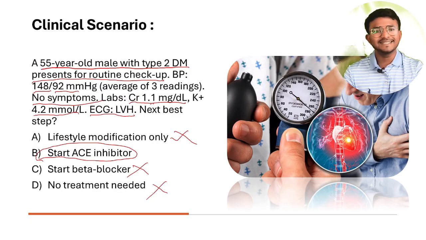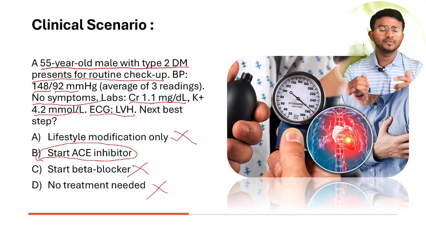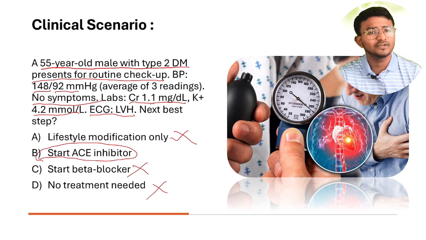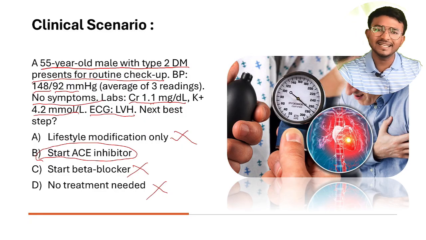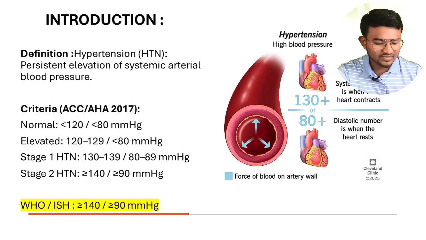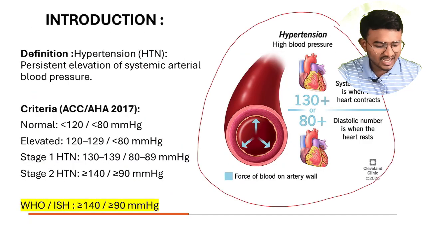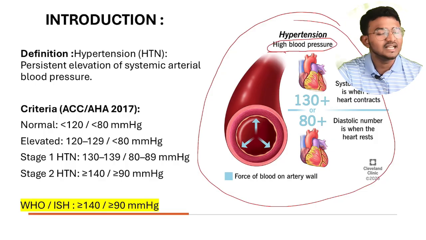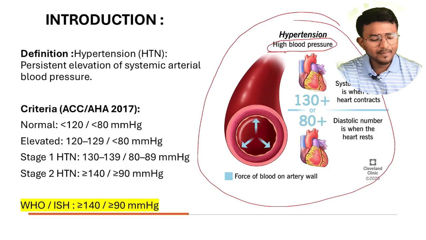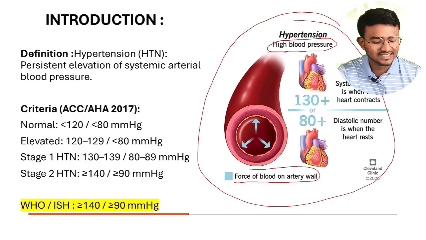Before hypertension, we have to first understand what blood pressure is. Hypertension means increased blood pressure. Blood pressure is the force exerted by blood on the arterial walls. If you look at this image, this is hypertension, the high blood pressure, where you can see the force of blood exerted on the artery walls.